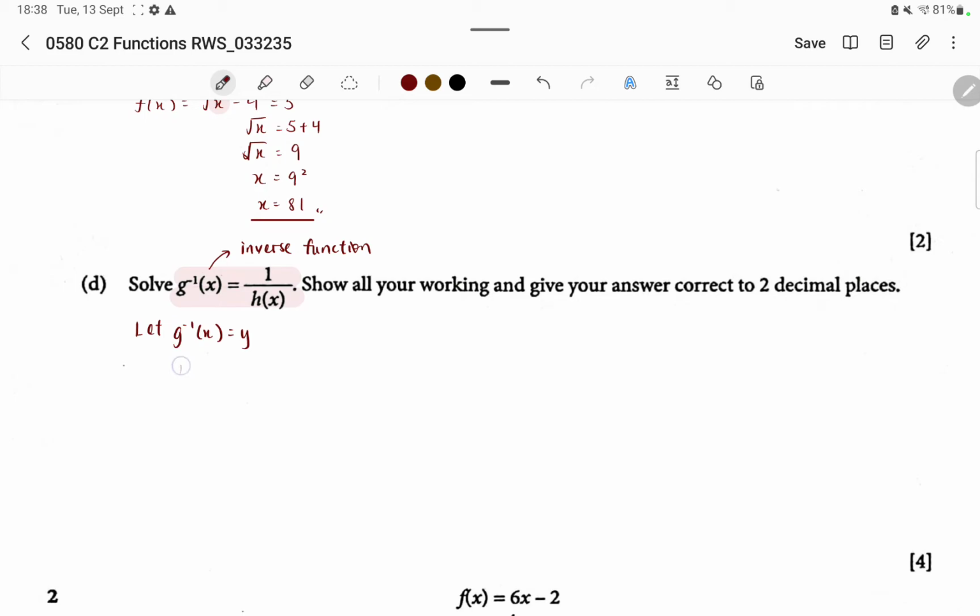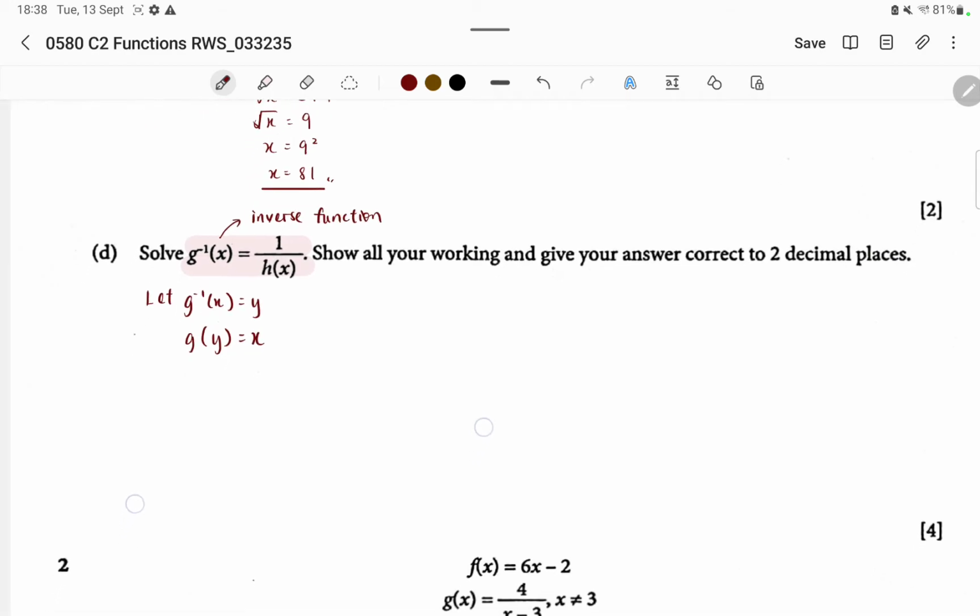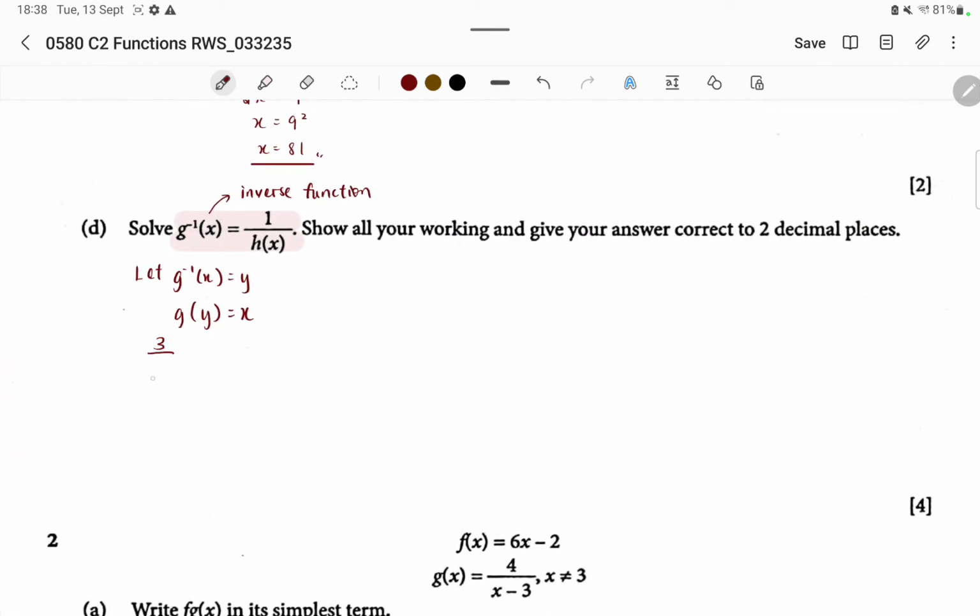So this one, g(y) equals x. And then after that, 3 over y plus 1 equals x. And then move everything to the other side. We have to make y the subject. So 3 over y equals x minus 1. y moves to the other side, and here also, so these two sides basically exchange places. So 3 over x minus 1 equals y.